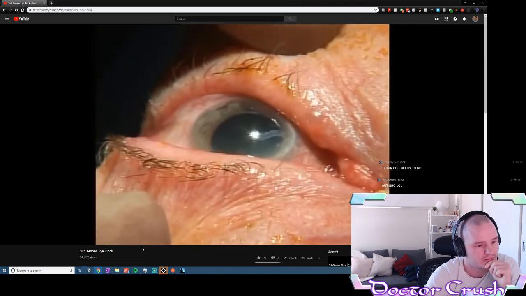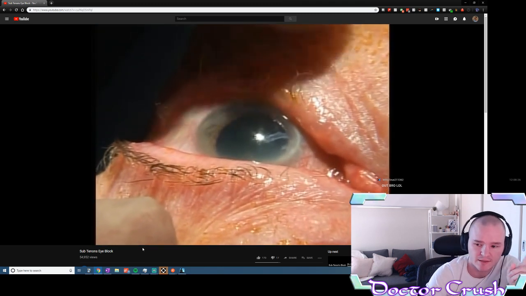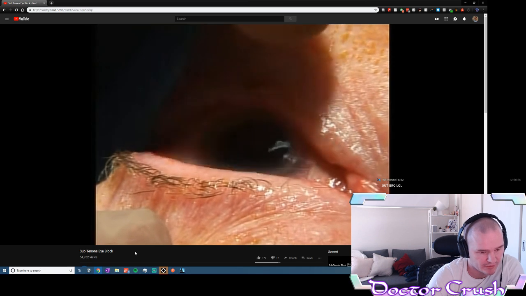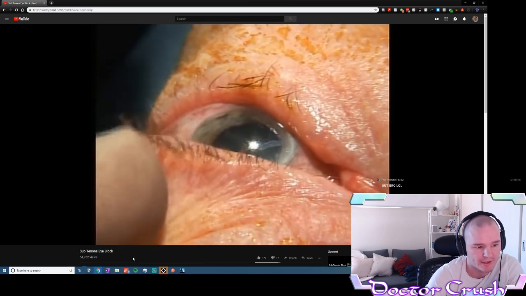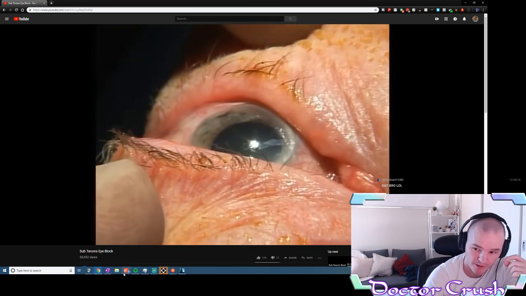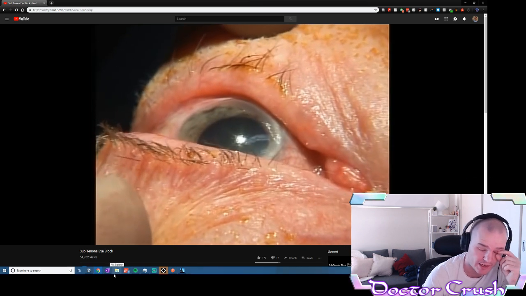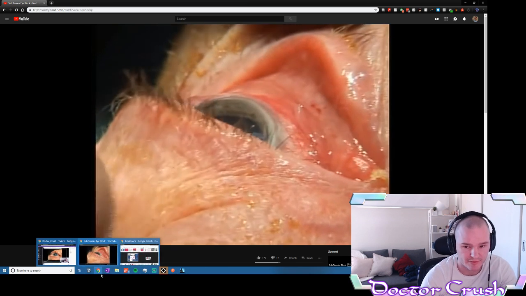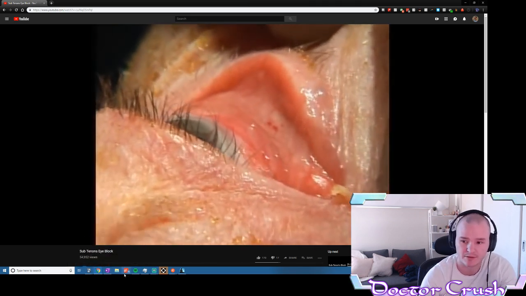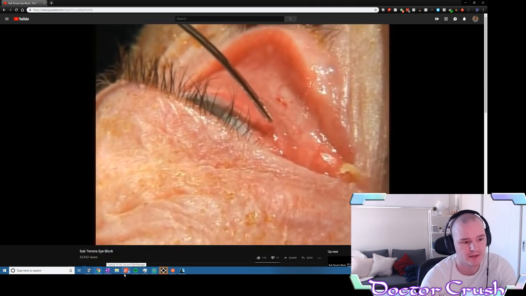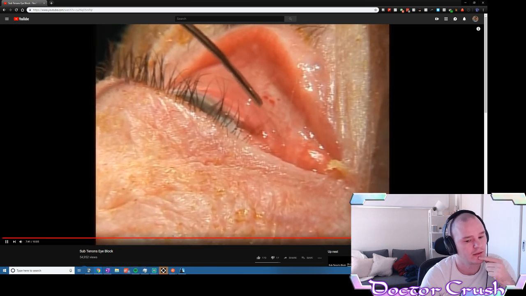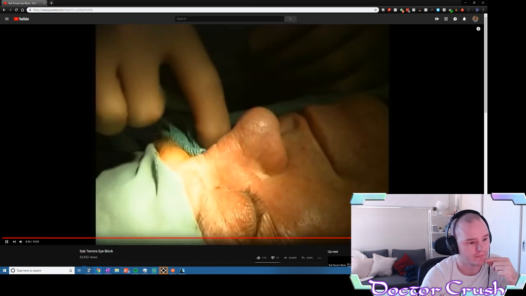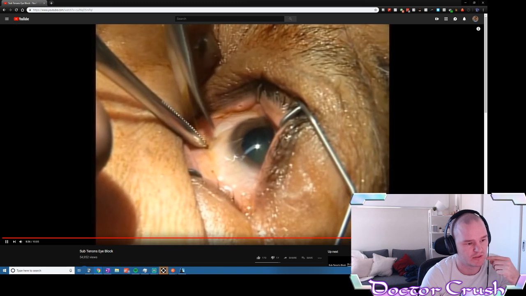Here we go. Now the way you tell it's a good block, you see how the eye is not moving? We call that akinetic. And even the lid, once this is done, the patient can't open their eye by themselves. So this person, now that they can't see out of that eye, has lost vision from the local anesthetic. And they can't move it. So it's perfect for surgery.